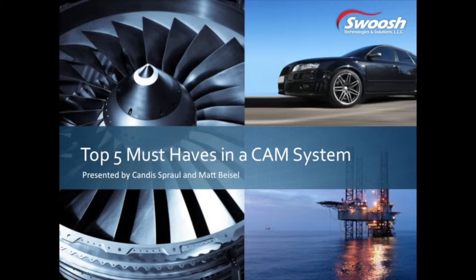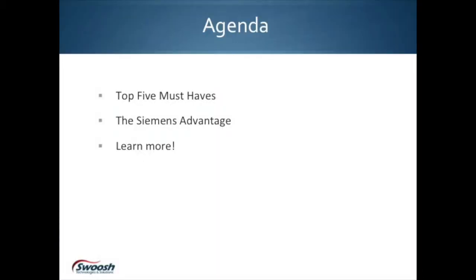So first, let's go ahead and look at the agenda for today. We're going to start by talking about the 5 must-haves. We're going to briefly overview them, look at the Siemens Advantage and how the software can address those top 5 must-haves, and actually see the software in action. And then I'm going to show you some ways that you can learn more about it, including events as well as further webinars that dive deeper into some of the issues that everybody faces. As always, if you have any questions, feel free to use the questions panel on the side of your GoToMeeting panel. We'll try to address all the questions at the end of the webinar.